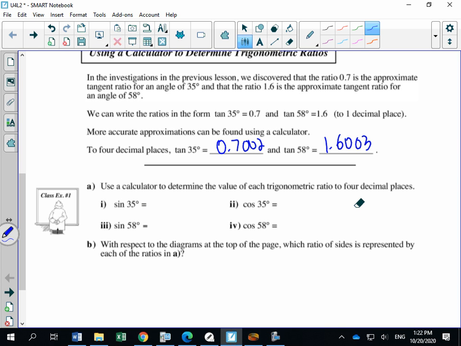Oh, and what did you get the sine of 35 degrees is? Yes. Ella, what did you get the cos of 35 degrees is? Yes. Okay, the sine of 58 degrees. Luke, what did you get for that one? Yes. And Sebastian, what did you get the cos of 58 degrees is? Yes.